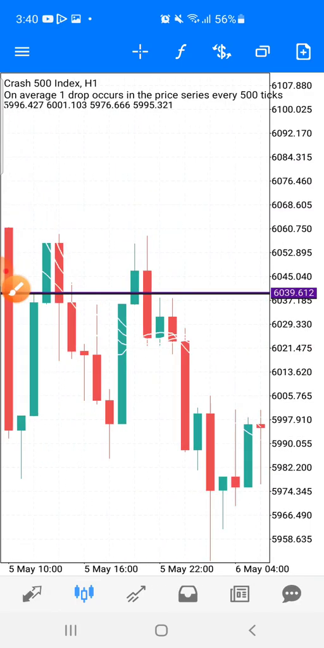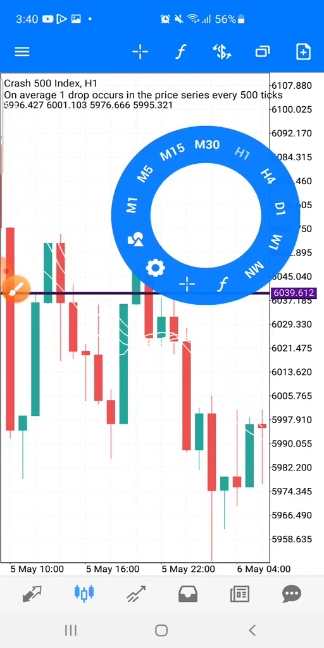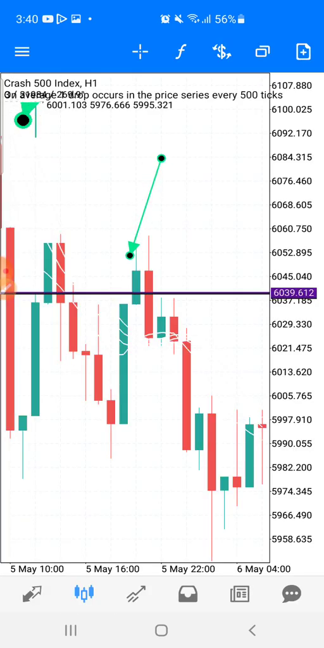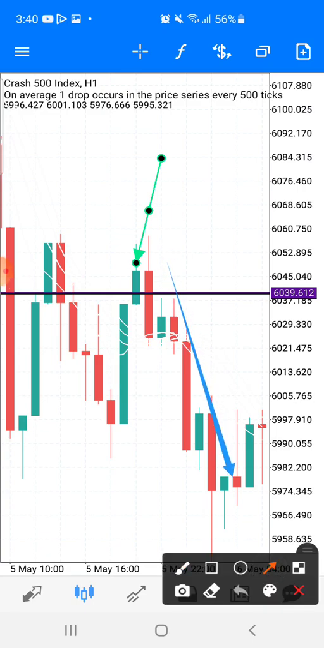This particular candlestick right here, let me pick this to show you. This candlestick right here is a shooting star. After the formation, the price drops down. The price dropped down.